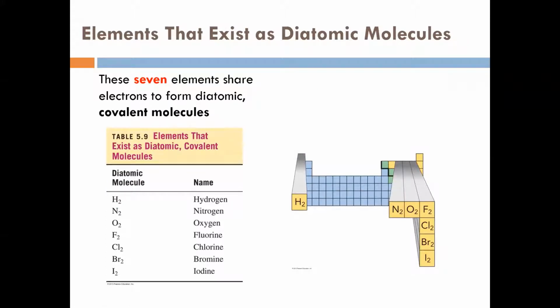There are a total of 7 elements that will actually appear in nature as what we call diatomic molecules. So they covalently bond to themselves. Now these include hydrogen, nitrogen, oxygen, fluorine, chlorine, bromine, and iodine. You do not actually need to know these, but it's just one of those cool little factoids about nature.